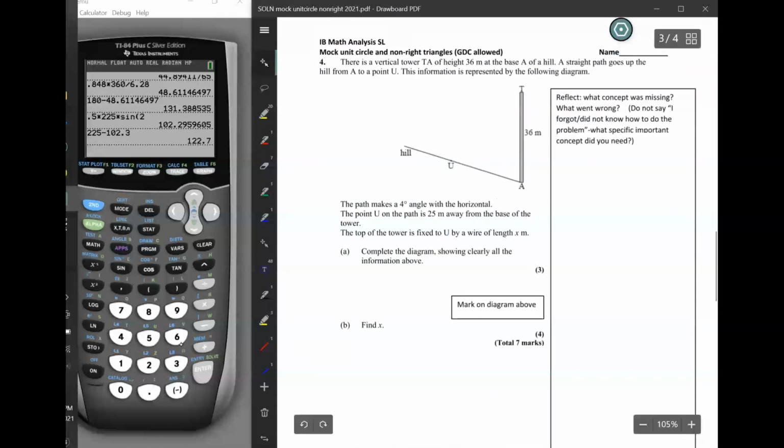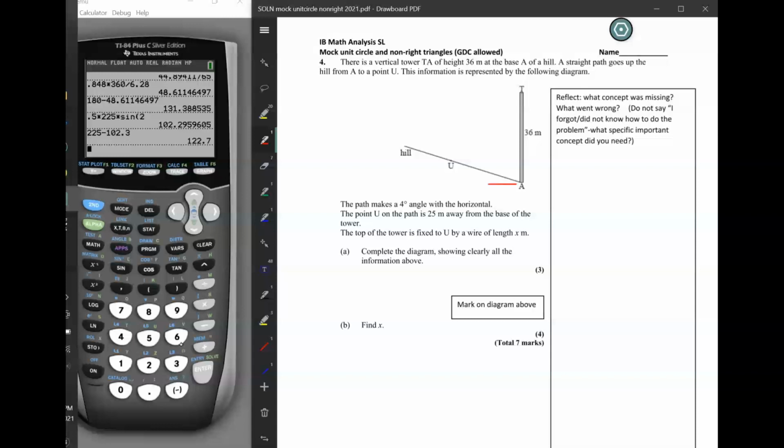There is a vertical tower, TA, of height 36 at the base A of a hill. A straight path goes up the hill to a point U. This information is provided in the following diagram. The path makes a 4-degree angle with the horizontal. What that means is this angle here is 4 degrees. The point U on the path is 25 meters away from the base of the tower. The top of the tower is fixed to U by a wire of length x. Complete the diagram showing clearly all the information above.